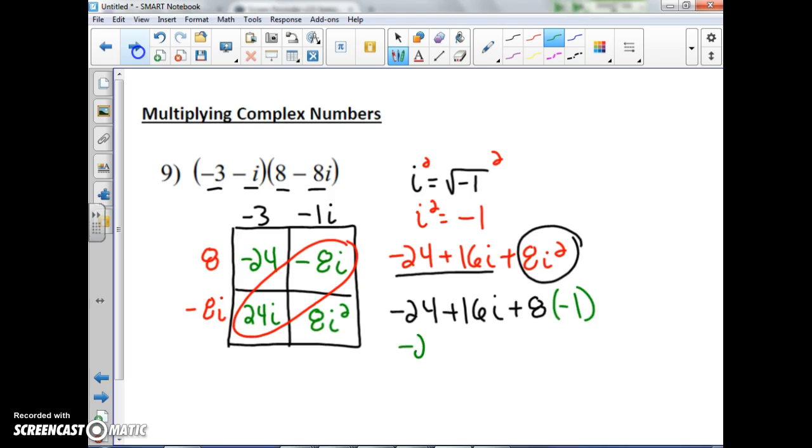So what I end up with is negative 24 plus 16i plus negative 8. Now I can clean it up, add those two terms together because they're like each other. I get negative 32 plus 16i. Okay? Let me just do one more with you guys and then I'll let you go.